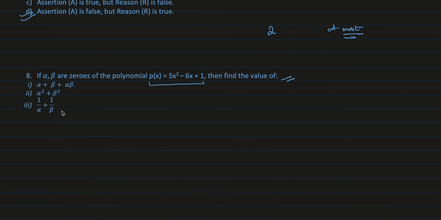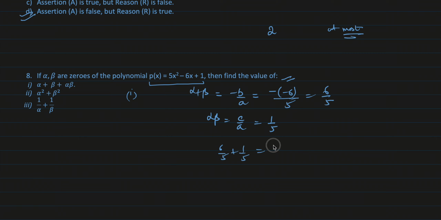Zeros will come, put them in and solve. The second way is using the coefficients, that is, the relationship between sum of zeros and product of zeros. So the first part we can do easily. Alpha plus beta is minus b by a, that is 6/5. Alpha beta is c by a, that's 1/5. Now I just have to add them. So what is 6/5 plus 1/5? 7/5. First part done. Second part, alpha square plus beta square.